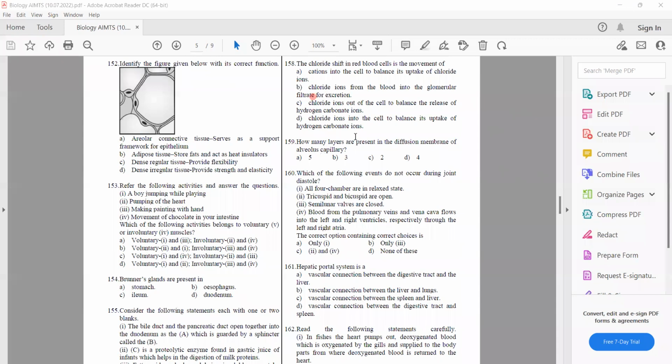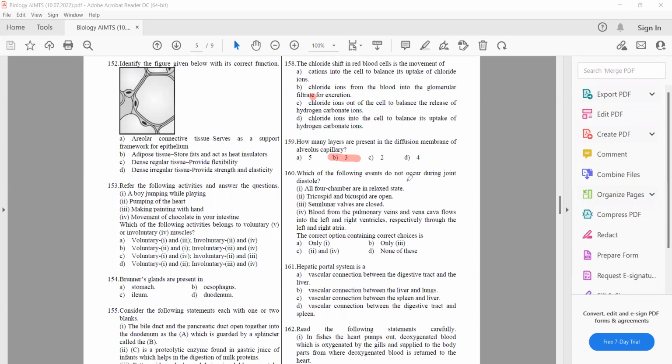159. How many layers are present in the diffusion membrane of alveolus capillary? When we talk about the total membrane, it is 3 there, right? We know thin squamous epithelium will be there, endothelium of alveolar capillaries will be there, and basement membrane will be there.